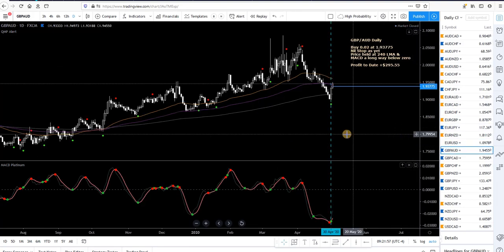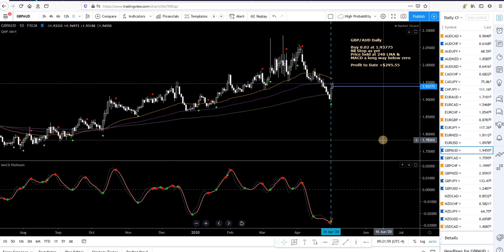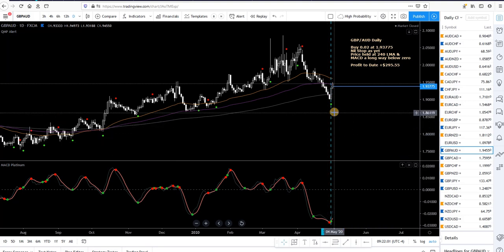Pound Aussie in a buy. This is a nice standalone trade in a buy. It's in my favour at the moment. MACD Platinum still a long way below the zero level.